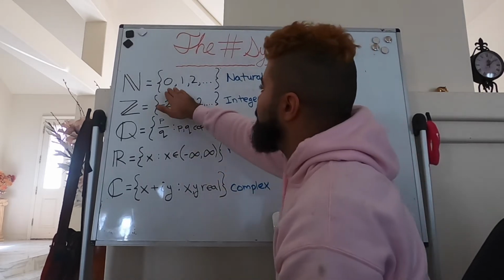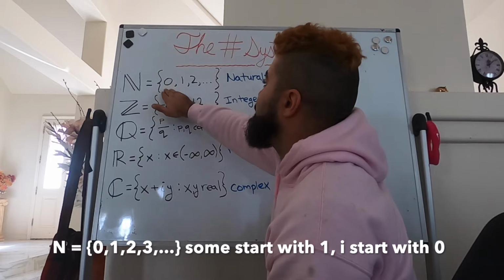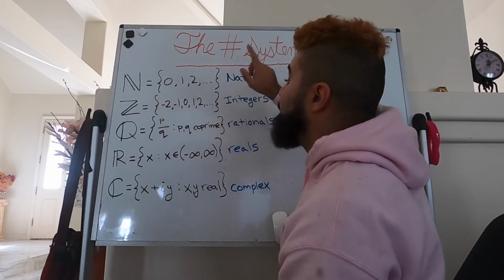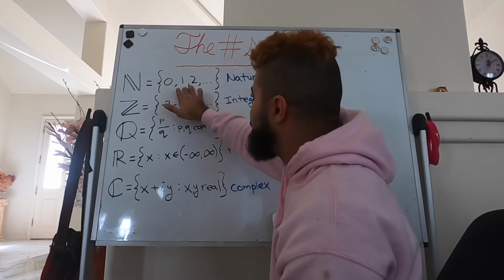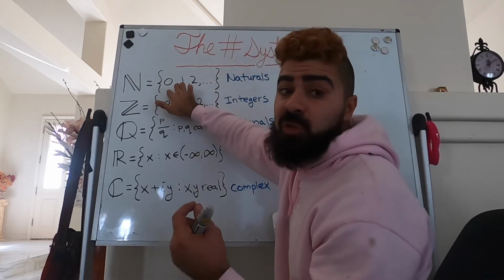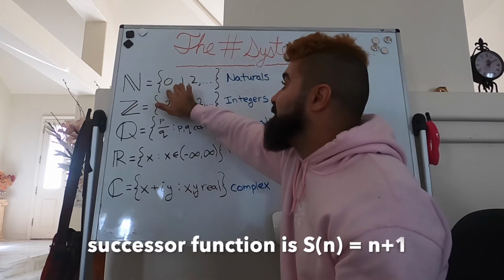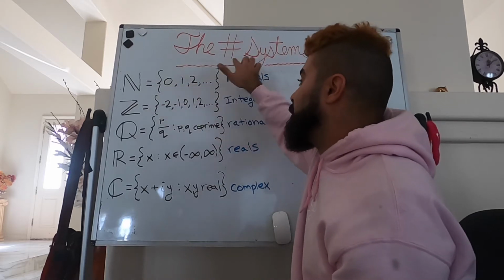So, all the natural numbers are the numbers starting with 0: 0, 1, 2, 3, 4, 5, all the way to infinity. Some people start with 1 for the naturals. I begin with 0 so that we could use what's called the successor function to go from 0 to 1 and 1 to 2 and so on and so forth.